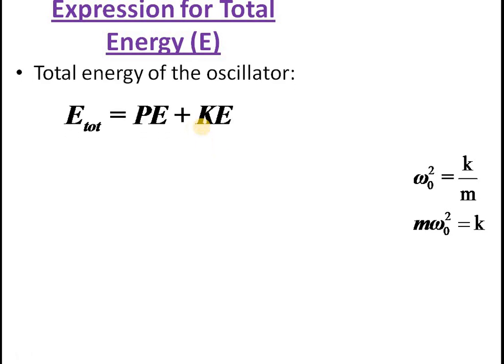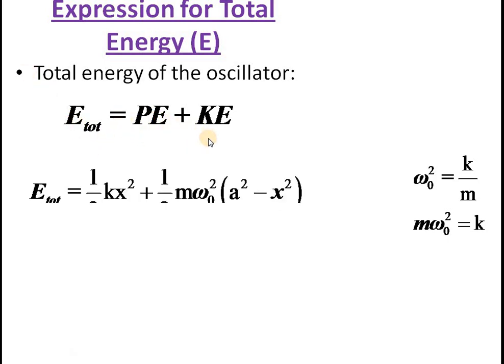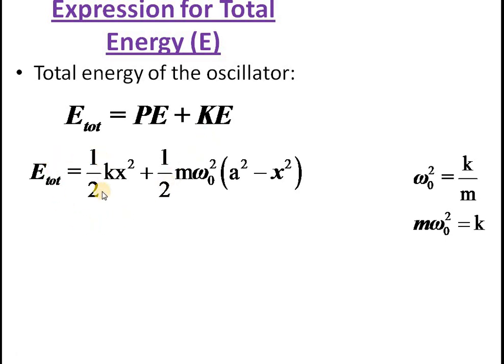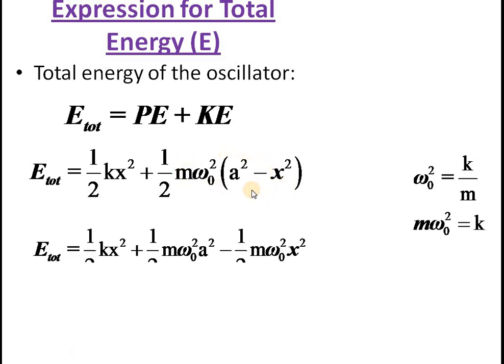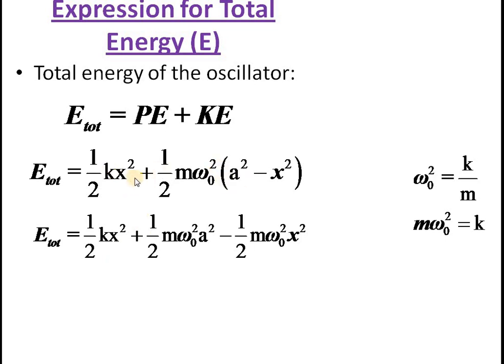Now we have both the potential energy expression and the kinetic energy expression. So the total energy of the oscillator can now be found by adding both: potential energy plus kinetic energy. So total energy is equal to half kx square, that is the potential part, plus half m omega 0 square (a square minus x square), that is the kinetic energy part. You can separate them: half kx square, half m omega 0 square a square, and minus half m omega 0 square x square. And in the last video we have seen that k is equal to m omega 0 square, so we can put that here.